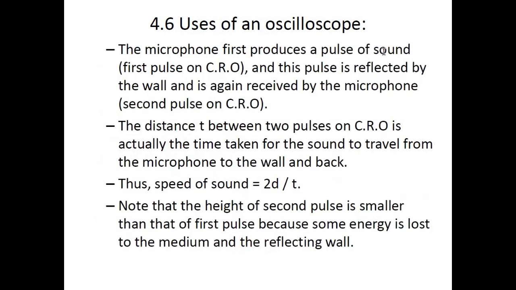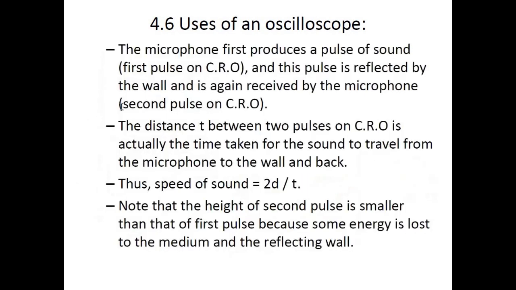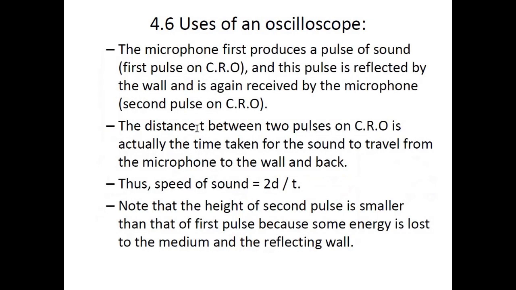Now the microphone first produces a pulse of sound, and this would be the first pulse on the CRO. This would usually be larger. This would give you a larger peak on screen, and after some time you'll have a smaller peak on the screen that would be caused by the reflected sound. The distance between the two pulses is actually the time taken for the sound to travel from the microphone to the wall and come back. Thus the speed of sound is 2d, meaning 2 multiplied by distance.